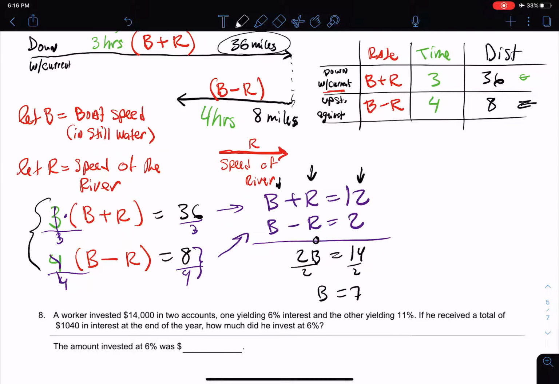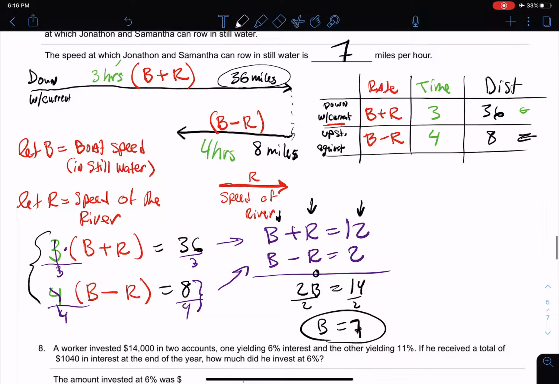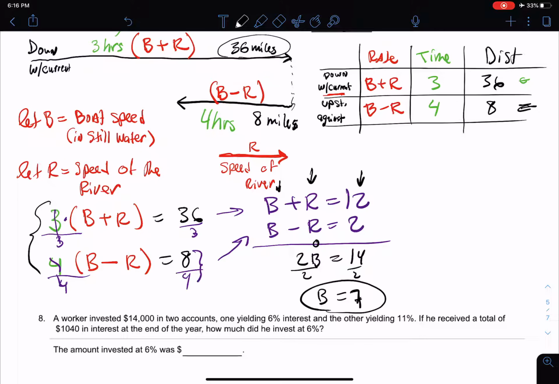I just got the boat speed. Wait, what do they want? The speed at which Jonathan and Samantha can row in the water is 7 miles per hour. Well, I'm kind of curious. Now, we're done with the problem, by the way. But I'm kind of curious, why is it taking so long to get back? How fast is that river actually flying along?